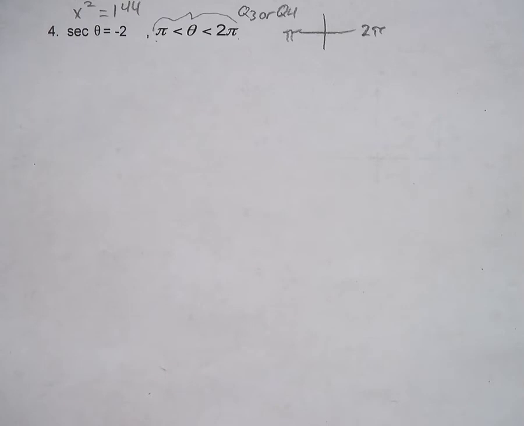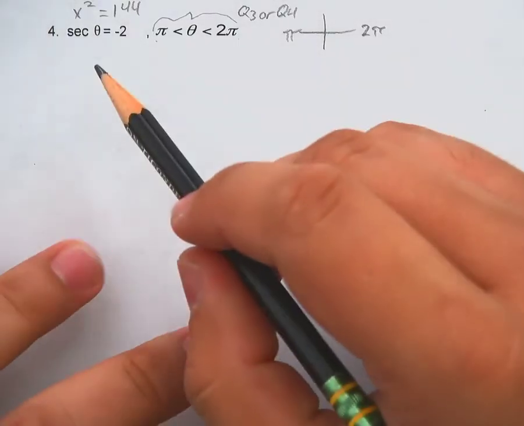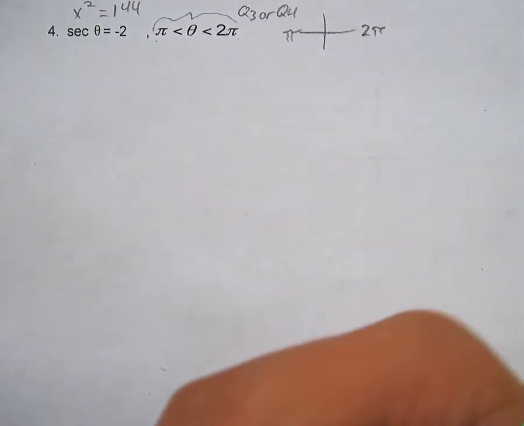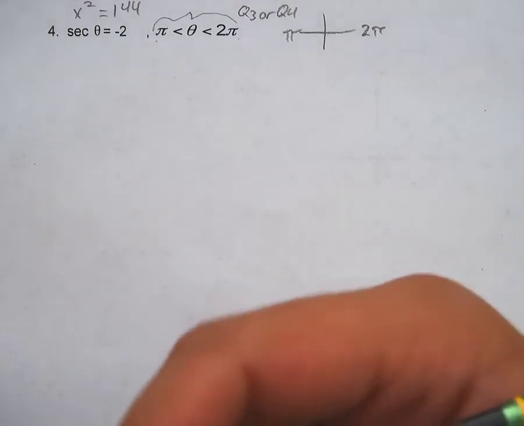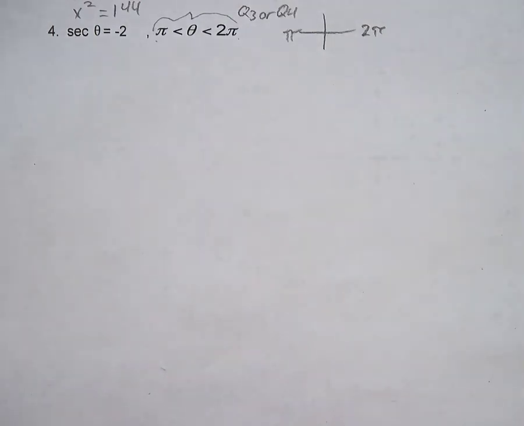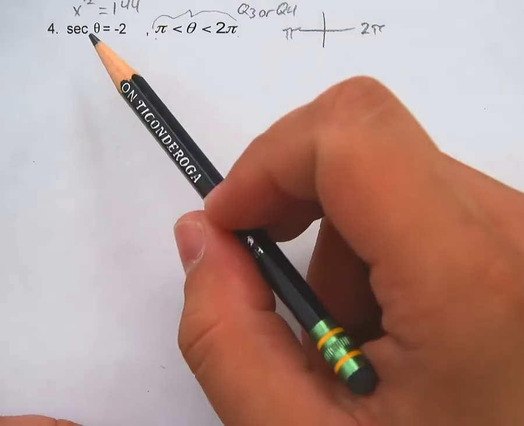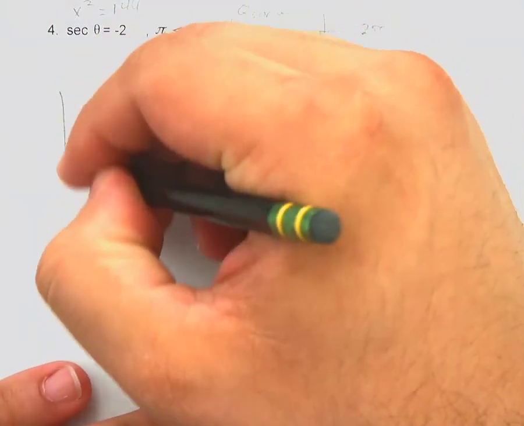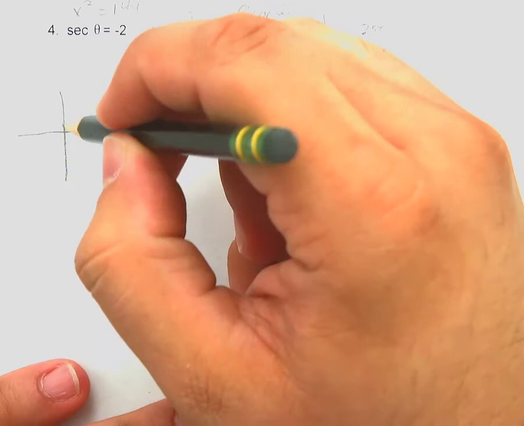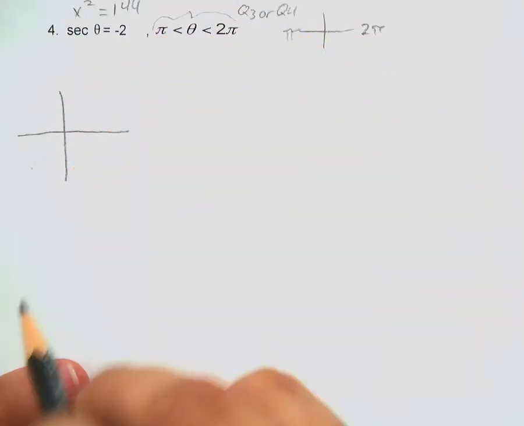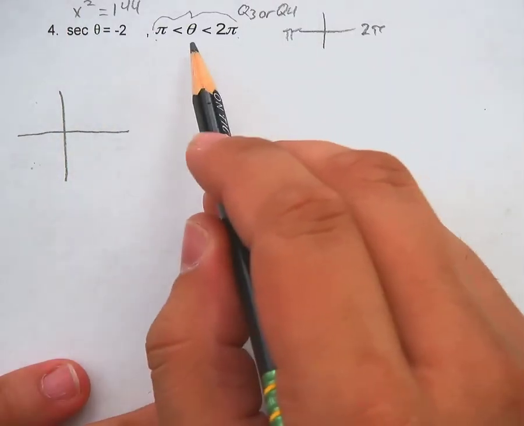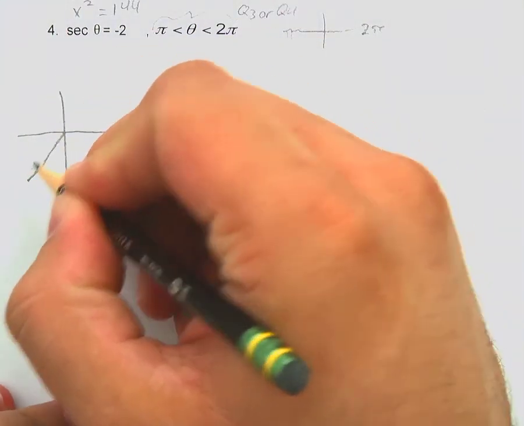Now think about this. If secant is the reciprocal of cosine, so if cosine was 2, then secant would be 1/2. If cosine was negative 4, secant would be negative 1/4. If secant is the reciprocal of cosine, this is dealing with x values. Where is x negative? Well, x is negative between the second and the third quadrant. X is negative over here. Which one of those fit into my restriction? Only quadrant number 3.